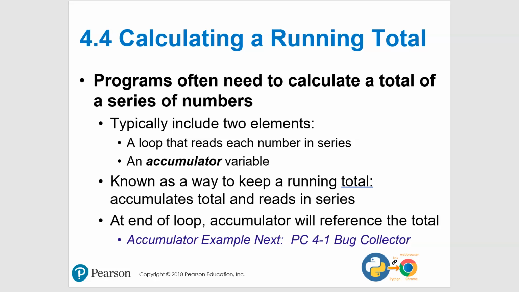So what we're going to do is use two components. We have a loop, because we have to use a loop to go through. And then inside that loop, we're going to have an accumulator variable. Typically we'll use total or sum or something like that. It's not a reserved word. It's any kind of variable name that we'd like to use for this.